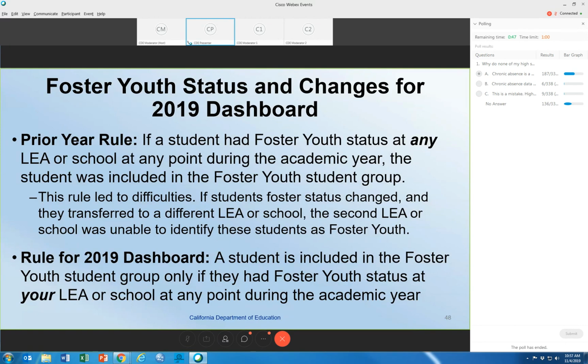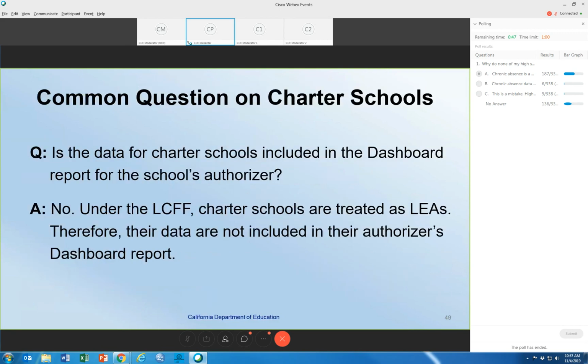So if they were a foster youth at any point in time in the 4 years, they're going to be counted in that student group. That is true with anyone who is EL, students with disabilities, or socioeconomically disadvantaged. So this rule does also apply to the academic indicator as well. So we have 3 indicators where this rule does apply.